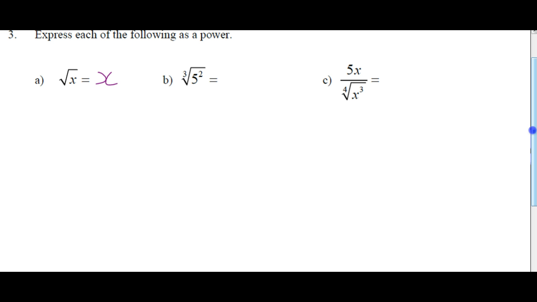What's the square root? That's 1/2. Cube root of 5 squared is 5 to what power? Okay, 2 over 3. So remember, with a rational exponent, the denominator is what root, and the numerator is what power.